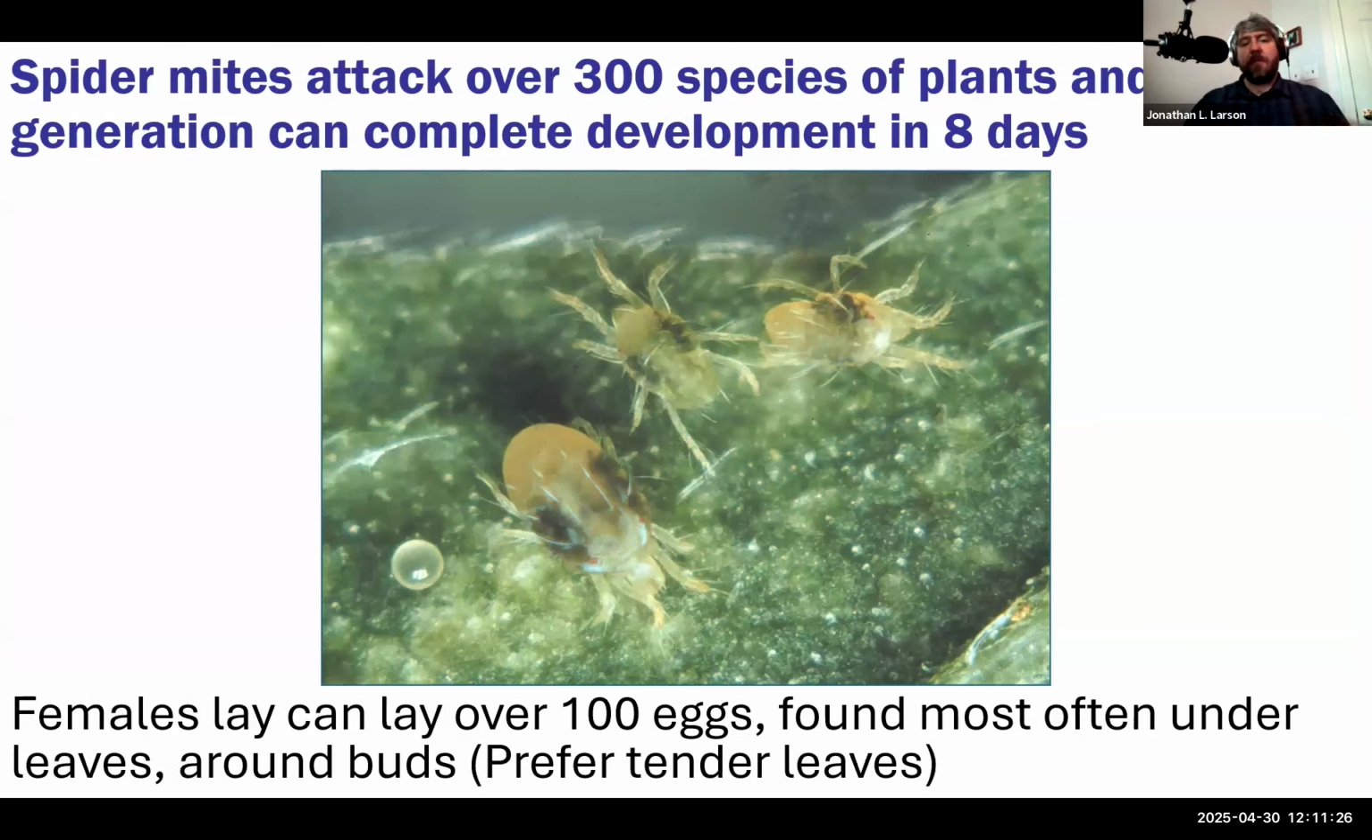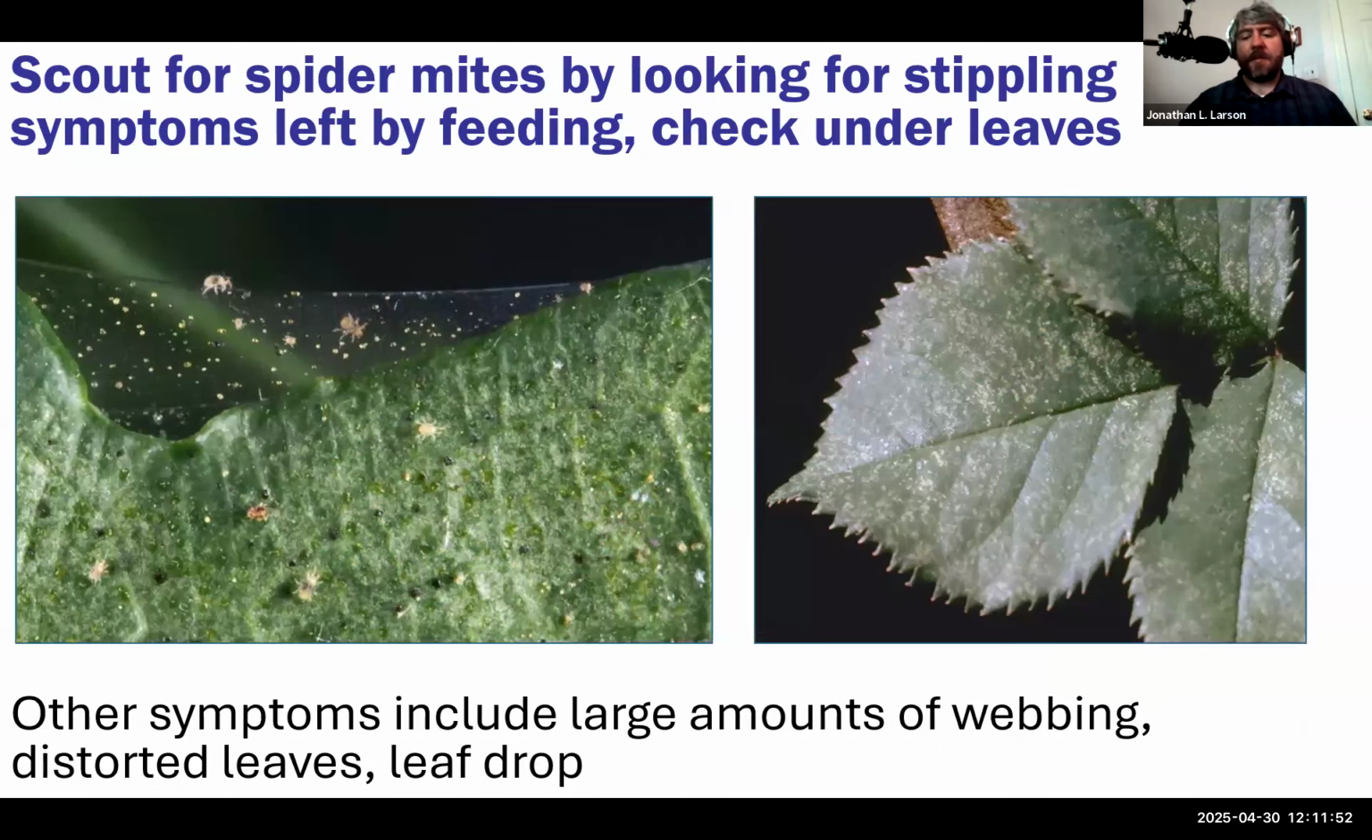They are a little different than what we see with spider mites. So spider mites, they attack over 300 species of plants. They can create lots of generations of themselves very quickly. They can complete development in as little as 8 days. Females lay around 100 eggs. They're found most often under leaves and around buds. They kind of prefer that tender, younger growth themselves. Many of the ones that we deal with in our samples have been two-spotted spider mites, which you see here. They are the ones that create webbing.